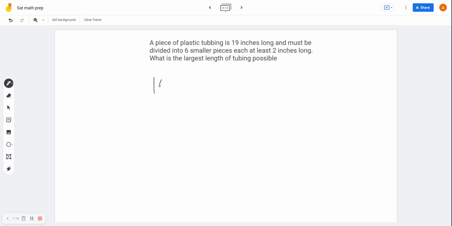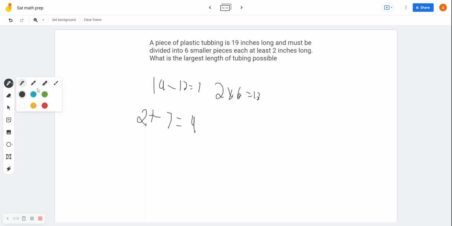So we can say 19. Let's just say we have 2 times 6, which is 12. So we can do 19 minus 12 equals 7. So we have 7 inches left. So we can add 7 to one of these. So we can do 2 plus 7 equals 9. So the answer would be 9. 9 is the largest possible length of tubing possible.